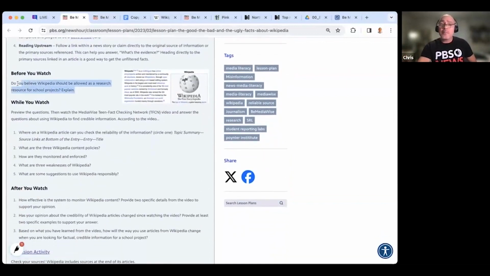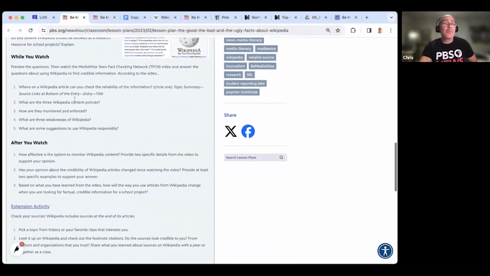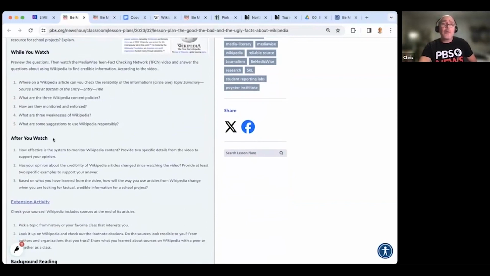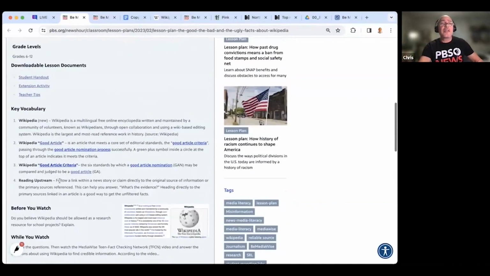So here is maybe a partner pair share. Do you believe Wikipedia should be allowed as a research source? And then explain, provide some support for that. And then some questions while you watch, after you watch, and an extension activity.